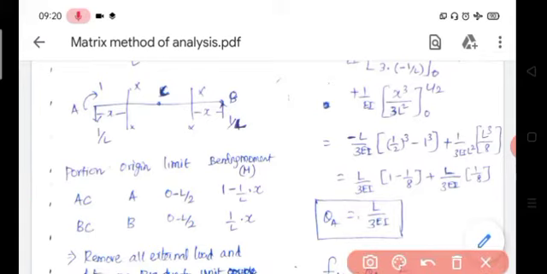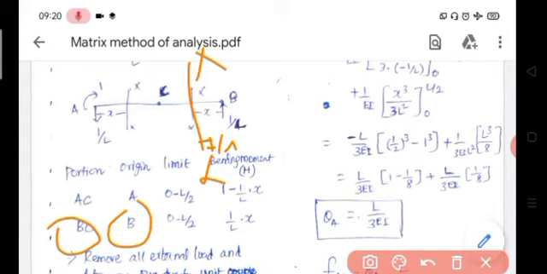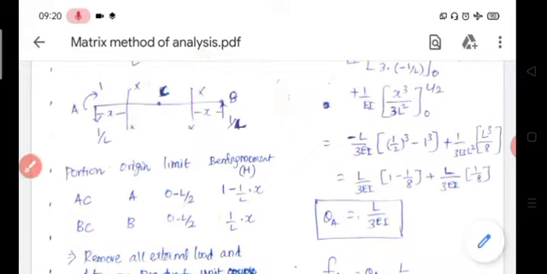Then consider another section XX, which is x distance from support B. For the BC portion, the origin is taken as B, then the limit is 0 to L by 2. So x is equal to 0 at B, x is equal to L by 2 at C. Then the bending moment at section XX is equal to 1 by L into x. So this is the bending moment, this is capital M value, the bending moment due to external force.